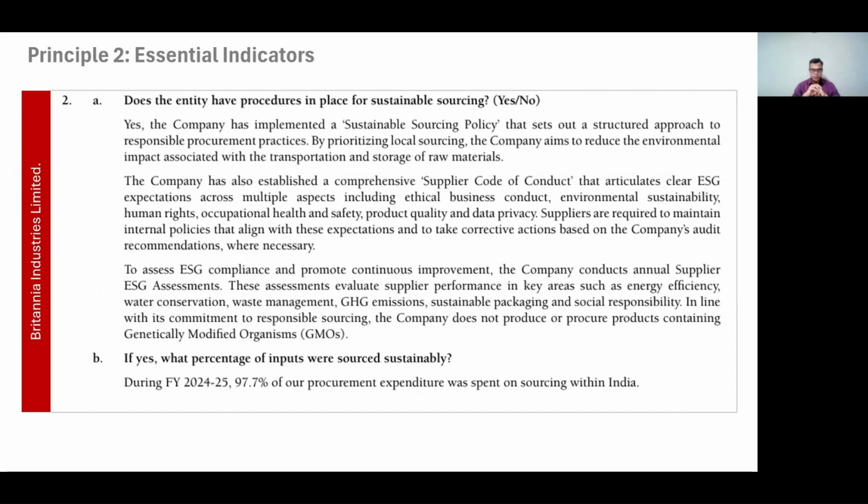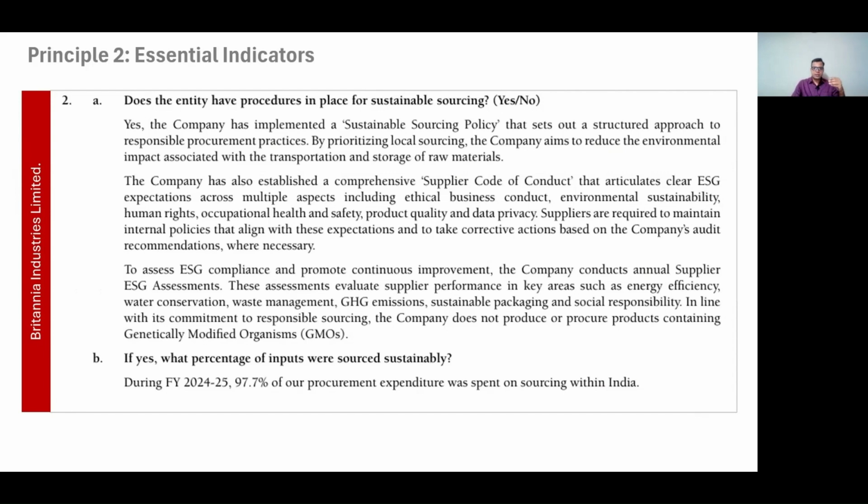Interestingly, for the question, what percentage of inputs were sourced sustainably, it has given a reply that during the 24-25 financial year, 97.7% of our procurement expenditure was spent on sourcing within India. So it is not very clear how much of it was from suppliers who fulfilled these criteria.